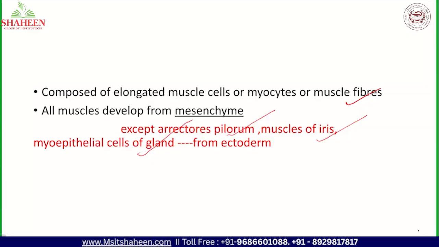They are seen in the skin. When the erector pili muscles contract, the hair follicles undergo straightening. That gives you the goosebumps appearance. So erector pili is seen in the skin, then the muscles of the iris, then the myoepithelial cells of the gland. These three muscles are derived from ectoderm, not from the mesoderm.